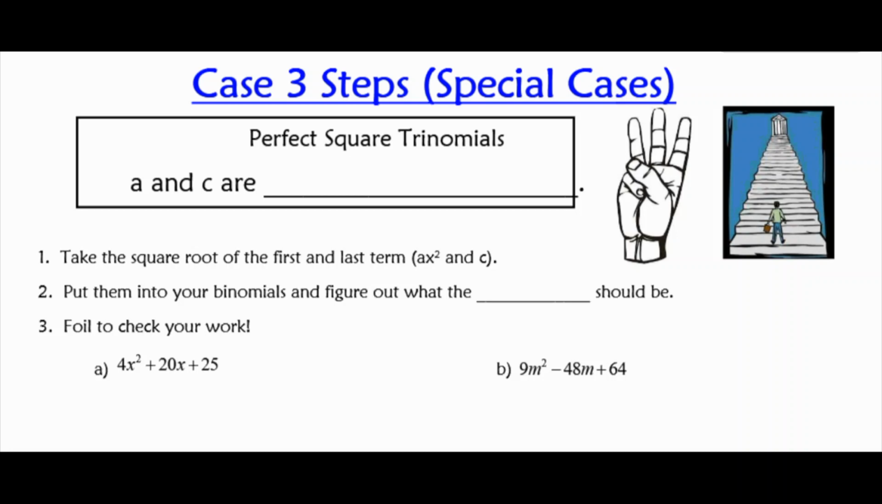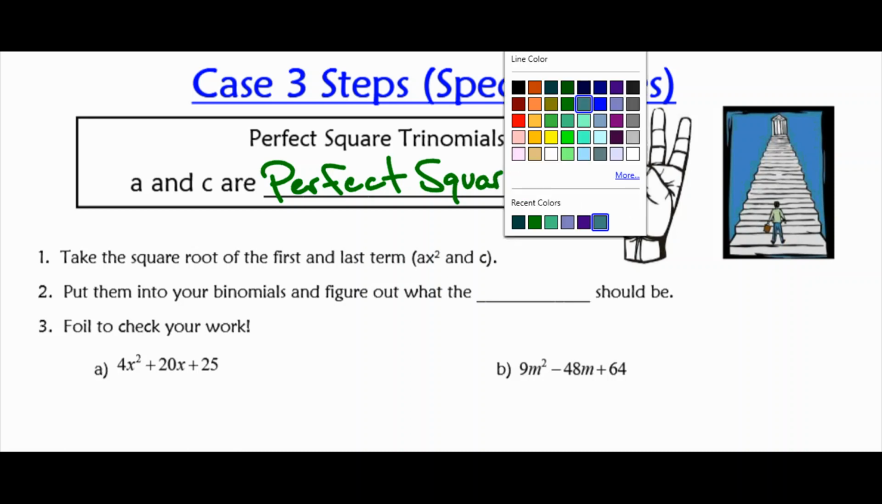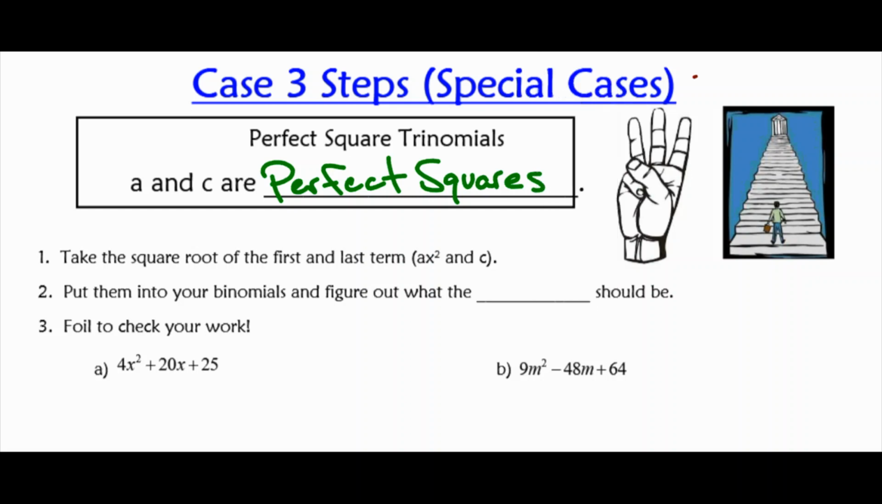But if you recognize that A is equal to 1, or that A and C are both perfect squares, then there's just easier ways to jump to the answer without having to do that whole factoring by grouping. So that is the key to these special cases, that A and C are perfect squares. This only works if both the coefficient of A and the constant C are perfect squares.